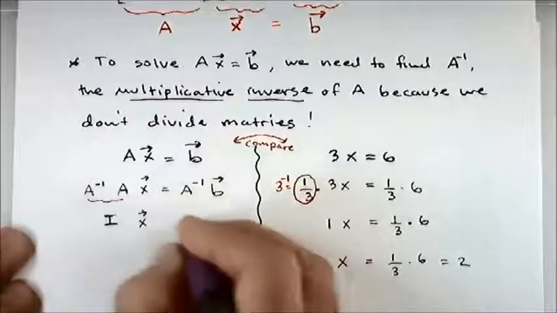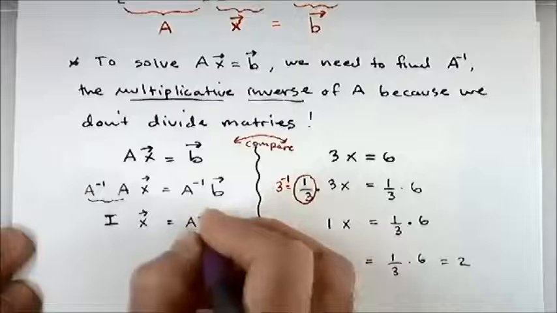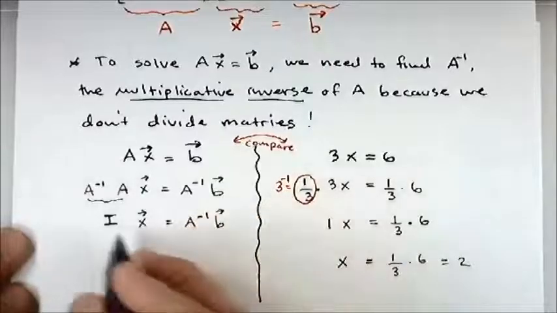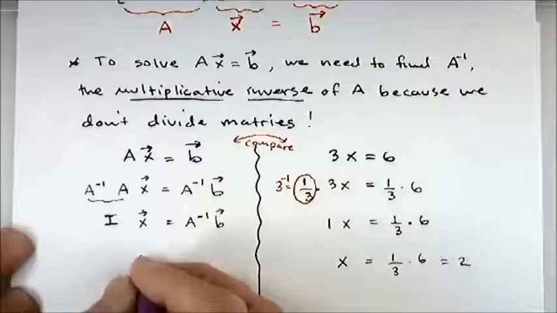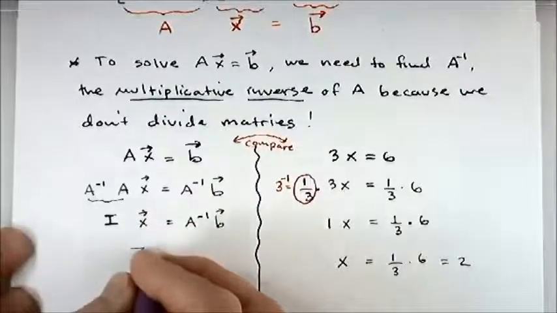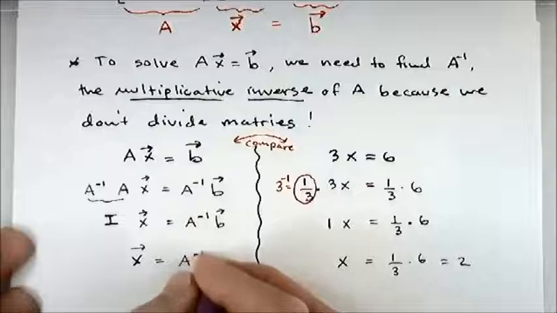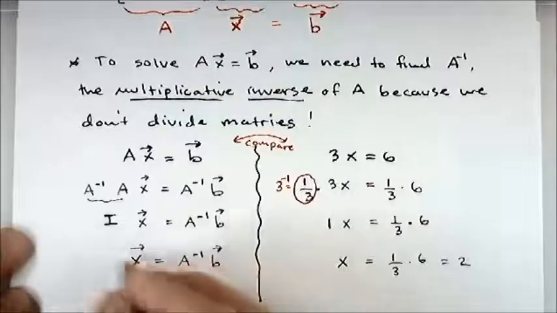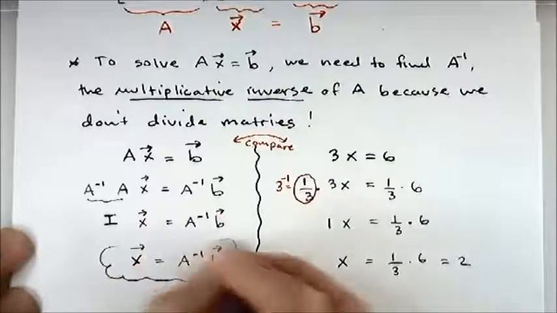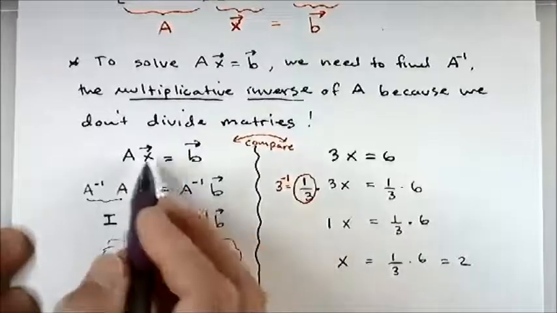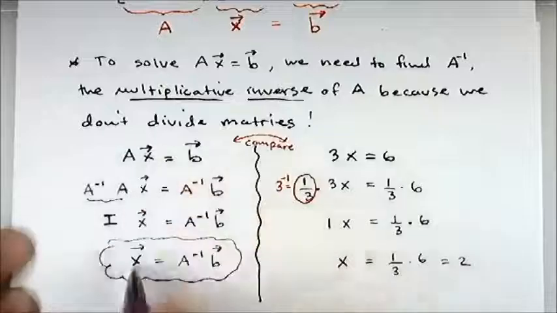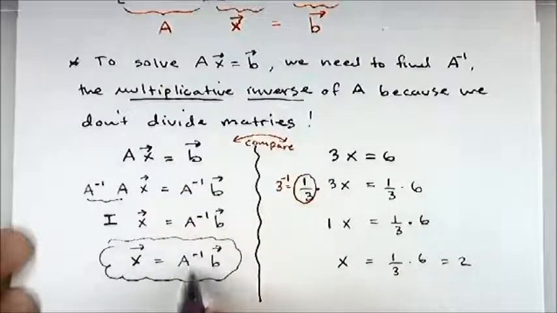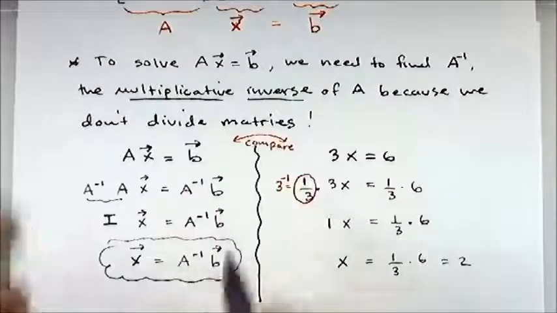This is the identity matrix, equals A inverse times B. And of course, the identity matrix times anything is just like multiplying by 1, so that's just going to disappear. And this is going to be our general solution if we're solving a matrix equation for the vector x. It's always going to be A inverse times B, and you can't flip it around.